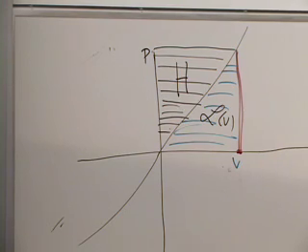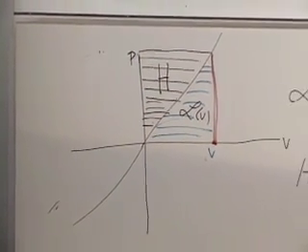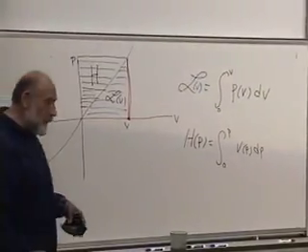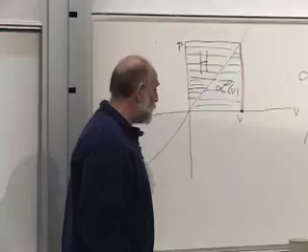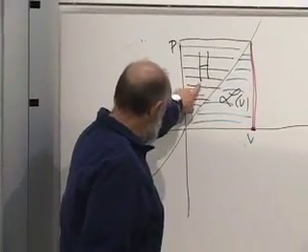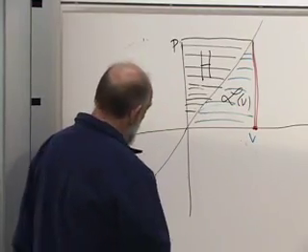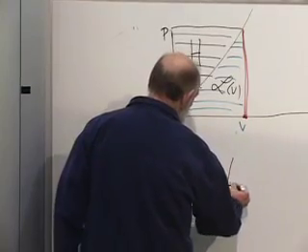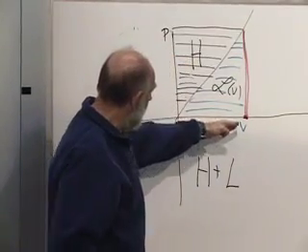Does that need further explanation? Well, now we know the relationship between H and L. Take H and add it to L. H plus L is the area of this whole rectangle.